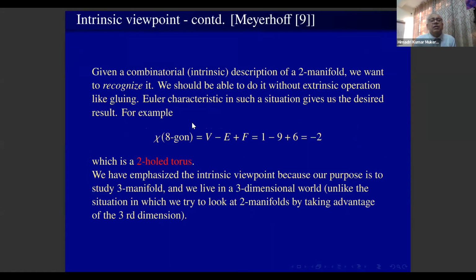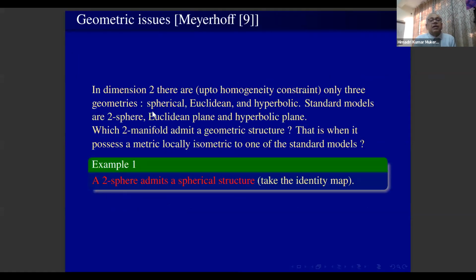We have just given one invariant for recognition of two-manifolds, namely the Euler characteristic. In dimension 2, there are up to homogeneity constant only three geometries. All these things Ashish has already given in detail, but I'm just mentioning them for completeness. Spherical, Euclidean, and hyperbolic geometries. Standard models: the two-sphere, the Euclidean plane, and the hyperbolic plane. A two-manifold admits a geometric structure when it possesses a metric locally isometric to one of the standard models. For example, a two-sphere admits a spherical structure, take the identity map.